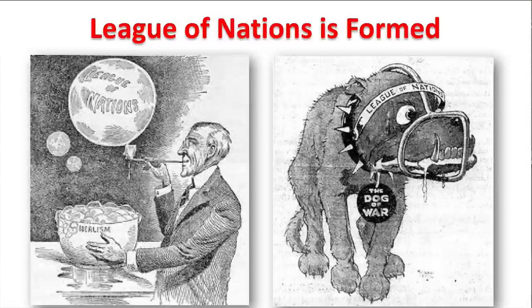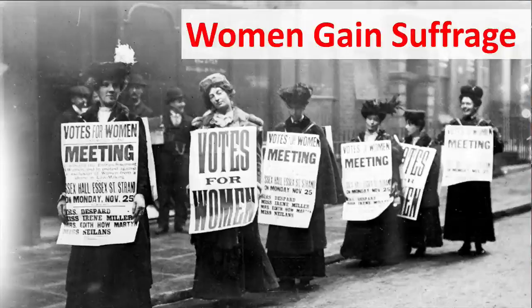But you need to know that the League of Nations is formed after World War I. It is part of the Treaty of Versailles. The problem is, even though forming the League of Nations was the idea of Woodrow Wilson from the United States, the U.S. does not join the League of Nations. The United States does not join the League of Nations. And that makes the League of Nations really, really weak.